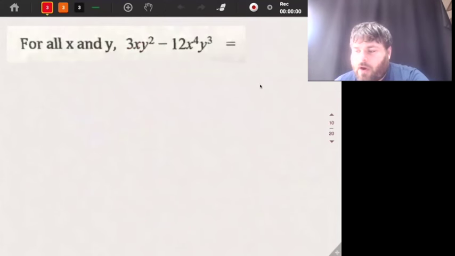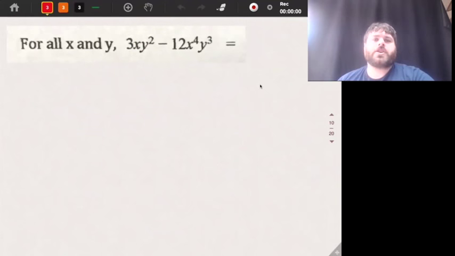All right, next question. For all x and y, 3xy squared minus 12x to the 4th y to the 3rd equals. All right, so first thing I want to look and see, is this an expression or an equation? All right, I see an equal sign, so it must be an equation, right? No, remember we said it has to have a left side and a right side to be an equation. So we are going to call this an expression. Now, what do we do with expressions? We either evaluate or we simplify. So we're going to simplify this. They don't tell us the value of the variables, so we know we're supposed to simplify.